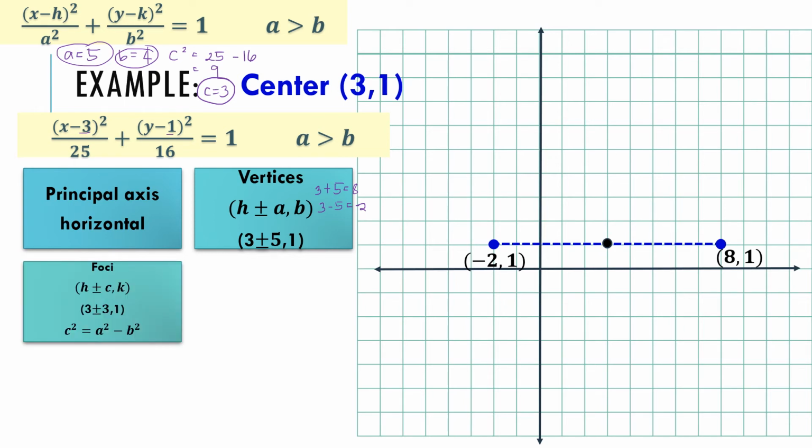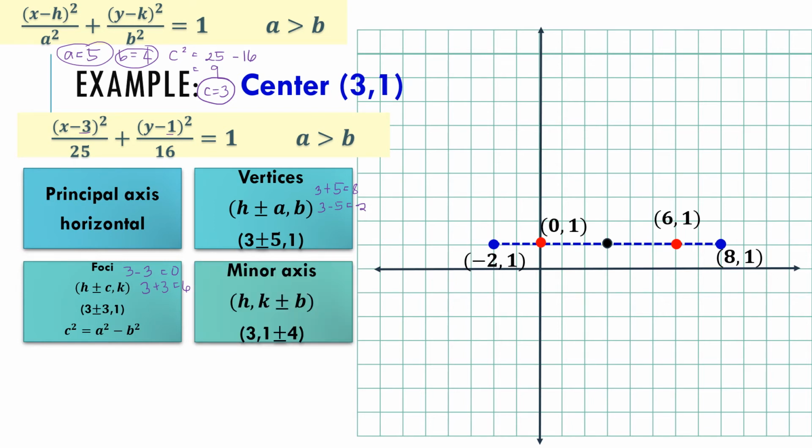Next, foci. The foci come from c: (h plus or minus c, k). Our h is 3. What is our c? Our c is 3. So 3 minus 3 is 0, and h plus 3 is 6. These are our foci: (0, 1) and (6, 1).